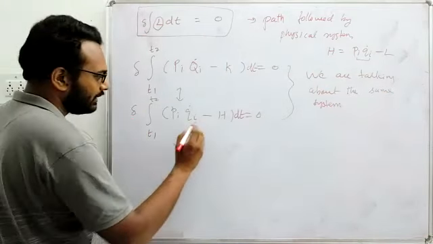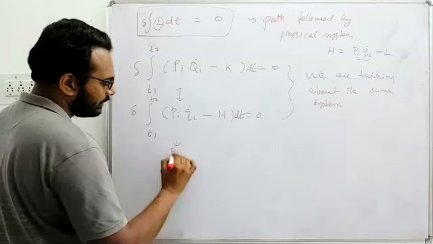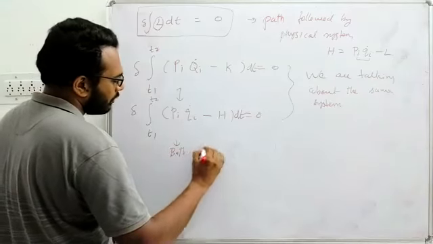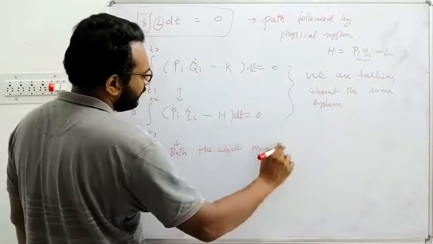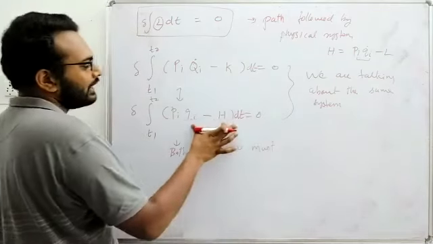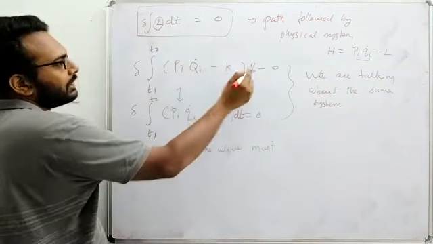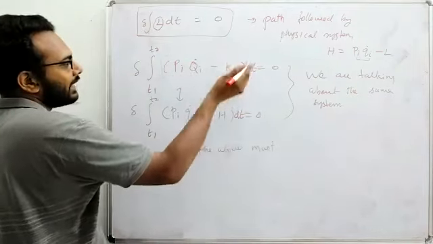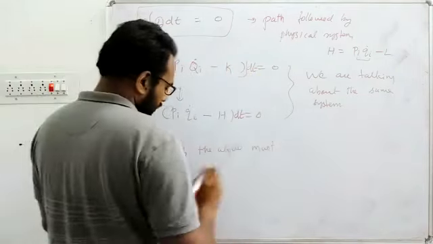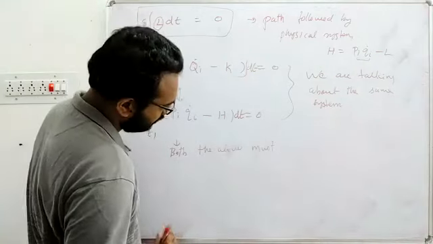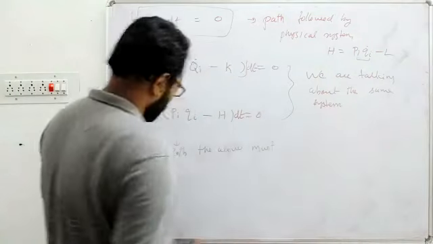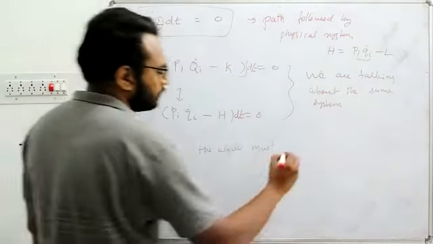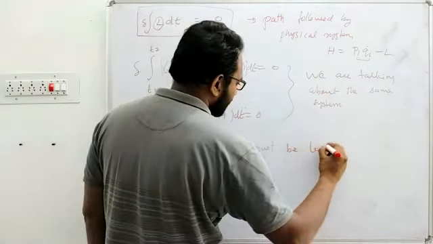Both of the above must be, because by definition this is the Lagrangian. If this condition is satisfied, then whatever is coming inside, the integrand, is the Lagrangian. Both of the above must be legitimate Lagrangians.